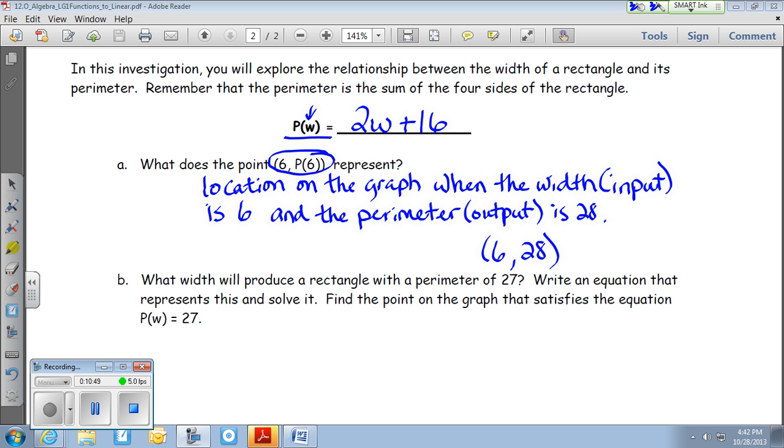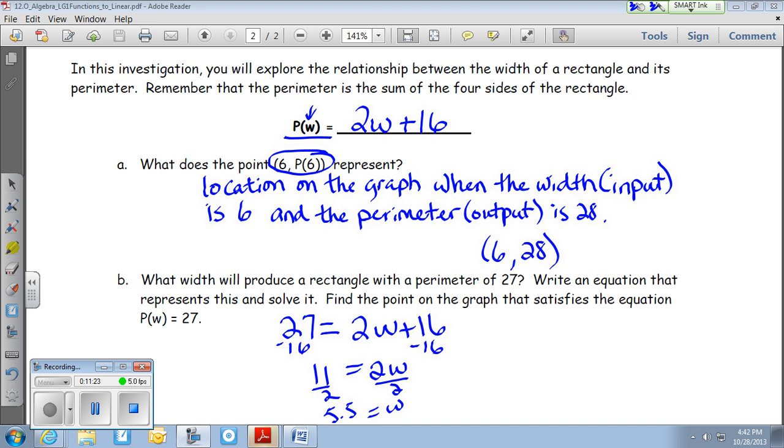All right, so my equation is going to start with 27 equals. That 27 represents the P of W, the perimeter with the width of, and I'm looking for the width. So I'm going to plug in my equation of 2W plus 16. And now it's just a two-step equation, so I'm going to subtract 16 from both sides. And I end up with 2W is equal to 11. Divide by 2 on both sides. My W is equal to 5.5.